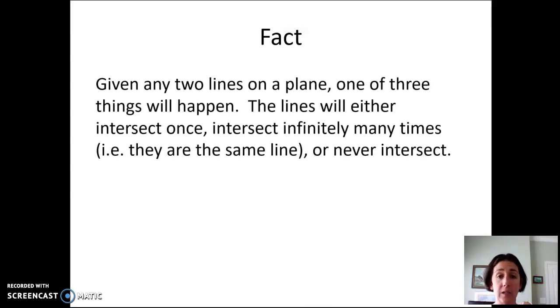Here's a little fact. Given any two lines on a plane, one of three things is going to happen. Either the two lines will intersect and they'll have one solution, one point where they meet.